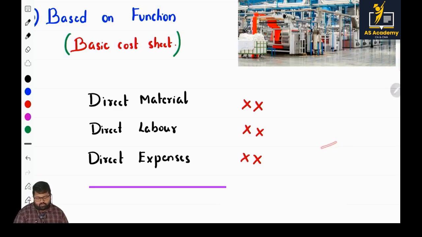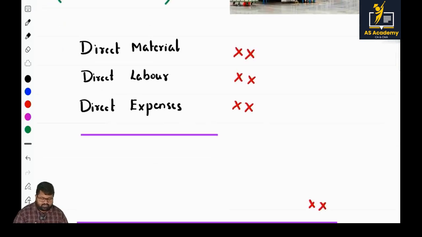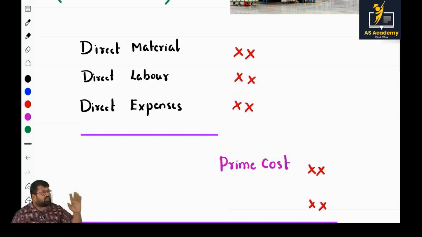So now, if you are adding these three, what are we getting? Cost. But what is that cost again? Primarily we are incurring some cost to manufacture the goods. So that is known as what, ma? Prime cost. Primarily we are incurring. Mainly if there is no production, we will not incur it. So that's the reason it is prime cost.